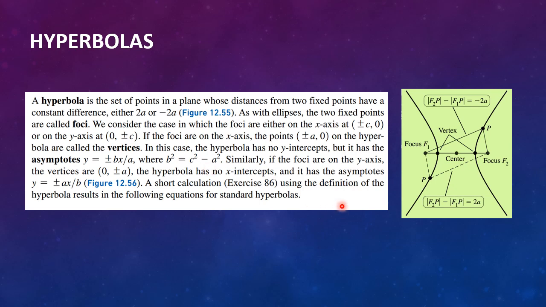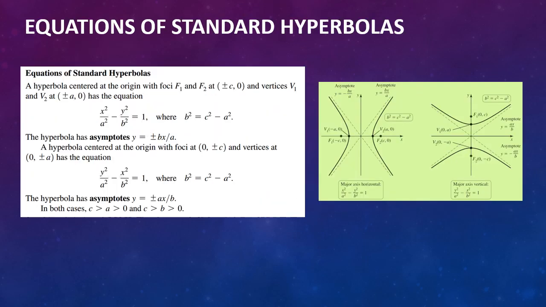Similarly, if the foci are on the y-axis, the vertices are 0, plus or minus a. The hyperbola has no x-intercepts, and it has asymptotes at y equals plus or minus ax over b. A short calculation, exercise 86, using the definition of a hyperbola results in the following equations for the standard hyperbolas. So let's look at those.